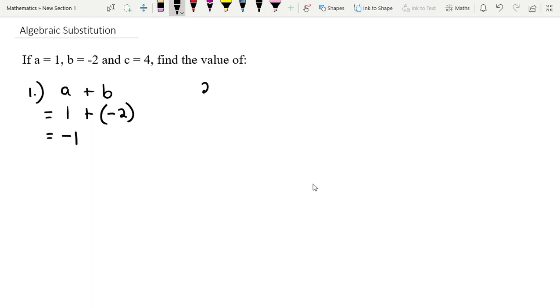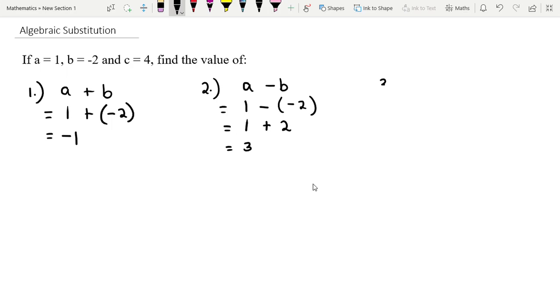Okay, let's have a look at another example. Number 2. We have something like A minus B. So the value of A here is 1 minus the value of B is -2. So be very careful here. You have negative times a negative, and a negative times a negative will give you a positive. So here we're going to have plus 2. And 1 plus 2 is 3.